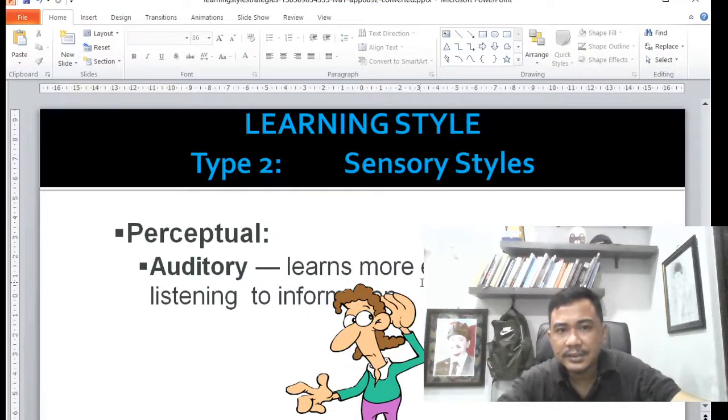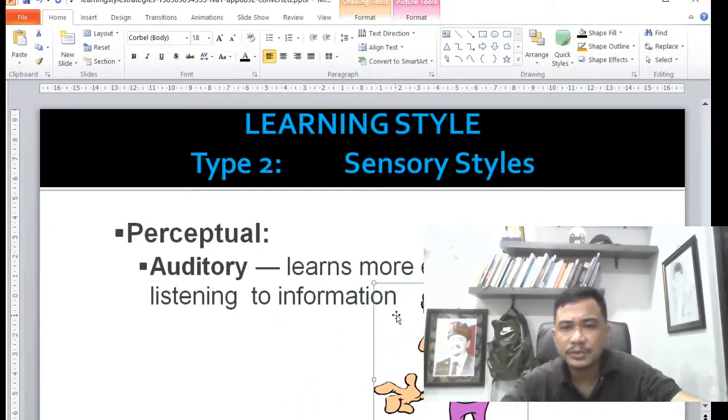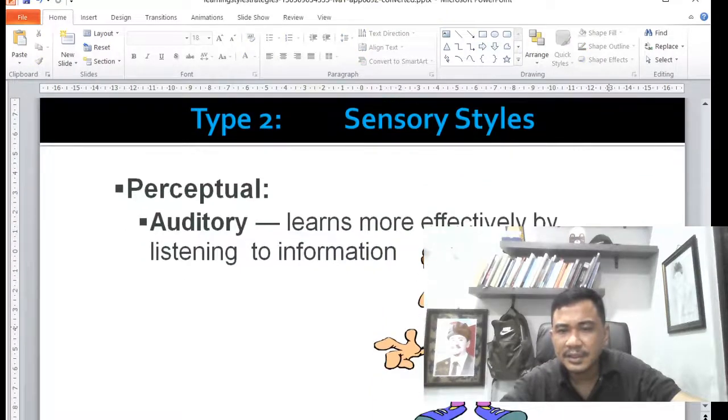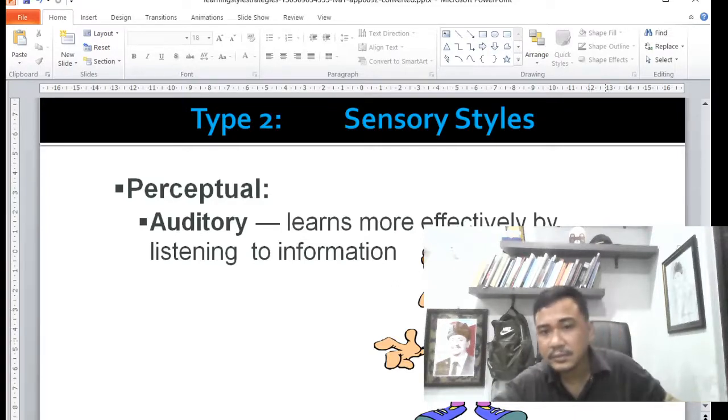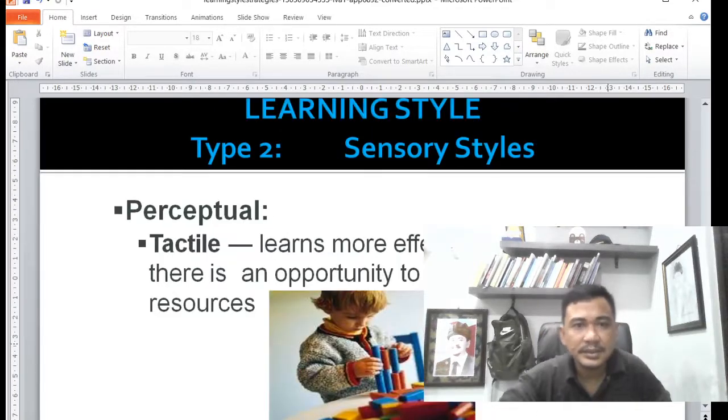Learning styles, sensory styles, auditory. Learns more effectively by listening to information. Maybe this kind of person doesn't like to see or read, but just listens and then builds up their understanding based on their listening. I think some of us have this capacity.